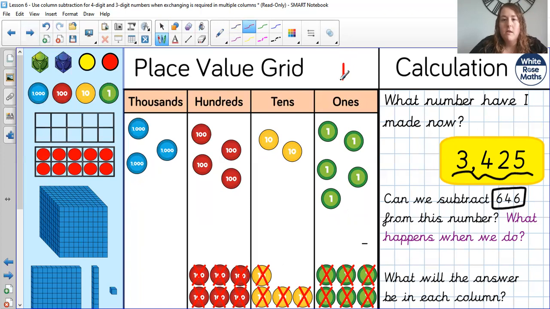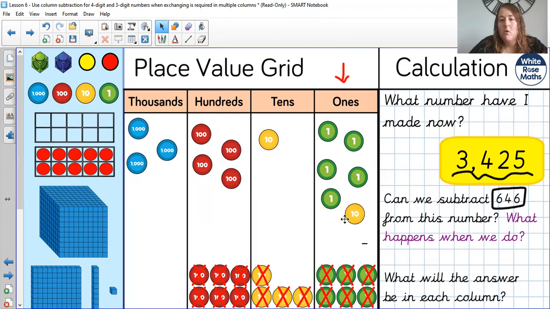Okay, starting with my ones column then, as always, I've got 5, but I need to take away 6. I can't do that at the moment. So I'm going to have to exchange. So I'm going to move one of my tens into my ones column. So it's now showing there as 15 ones, but I'm going to take away my 10 and swap it for 10 ones.